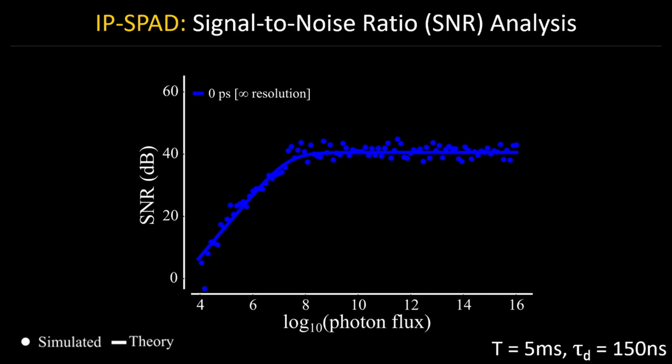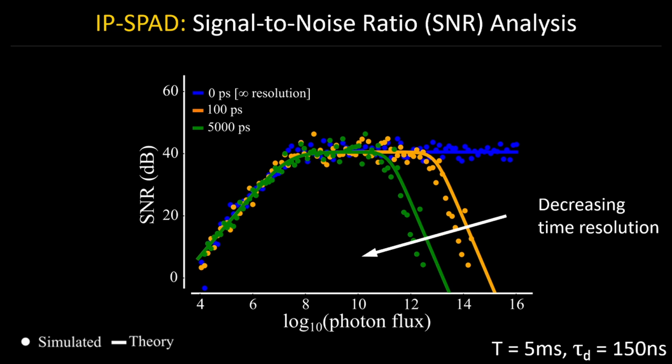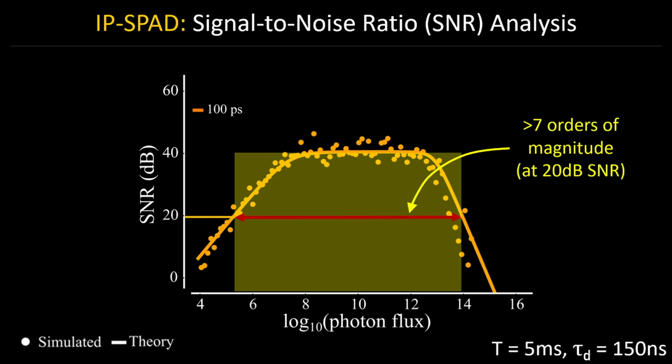This plot shows the signal-to-noise ratio of an ideal IP SPAD pixel as a function of true photon flux. In practice, the SNR drops at high flux values due to limited time resolution. The lower the time resolution, the lower the SNR at these high flux levels. We implemented a hardware prototype with a time resolution of 100 picoseconds. This gives over 10 million to 1 dynamic range at the 20 dB SNR level.